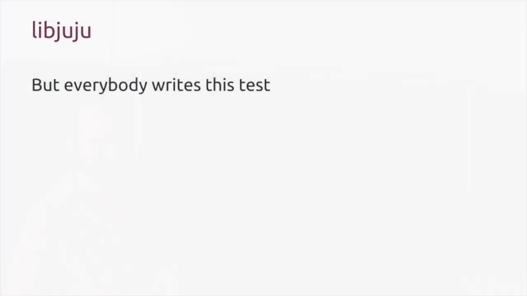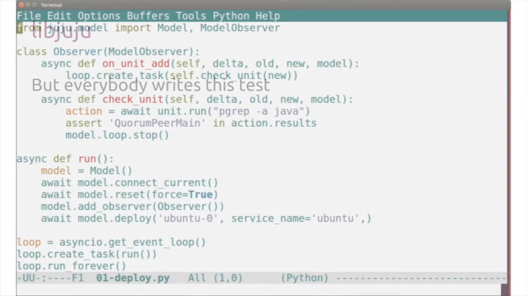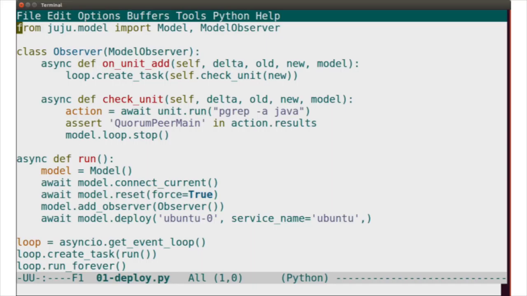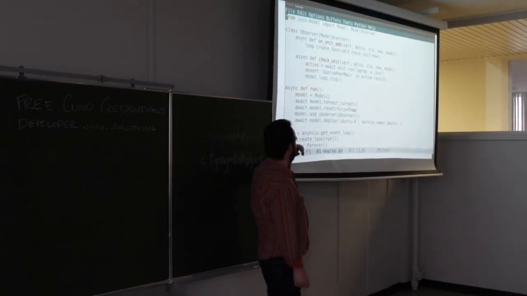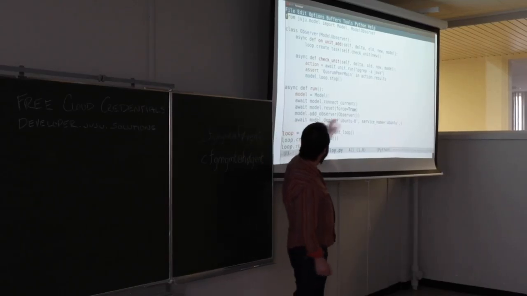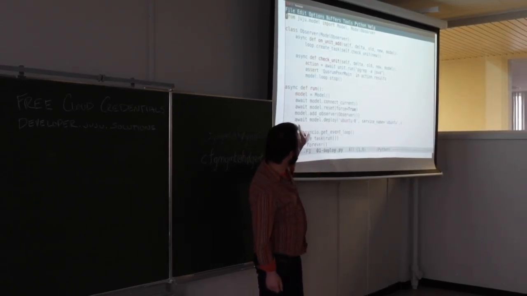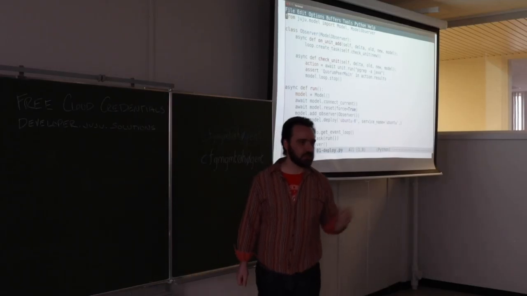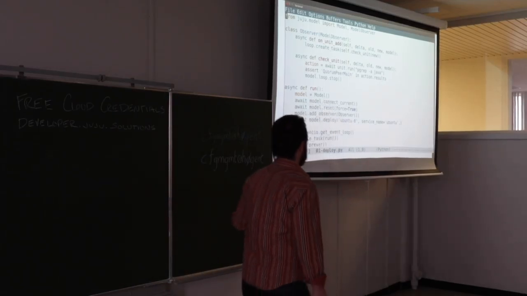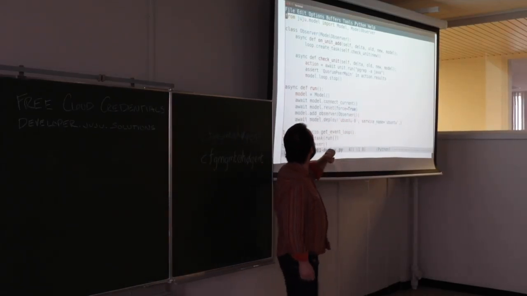On top of that, everybody writes this test. So this is written in libjuju. It's asynchronous software, so the flow is a little bit out of order. But basically, you create a model, you connect to it, it's a juju model, and you add this observer class, and then you deploy something. So that's juju-specific stuff. Okay, this is basically going to put an Ubuntu machine somewhere.